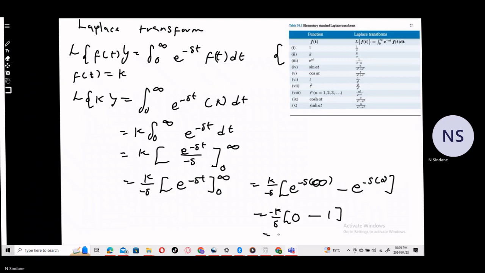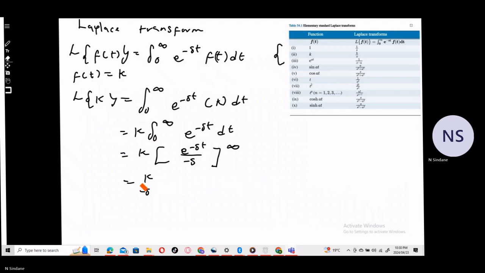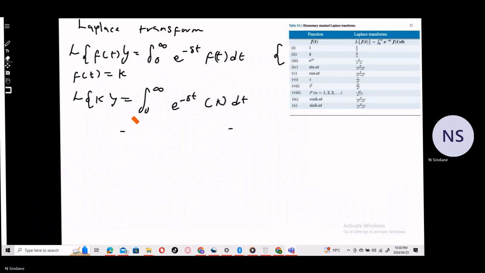Negative k over s into, this will give me what? 0 minus 1. Then my solution will be k over s, which is the second one on the table. Let me just write my k clear. This is k. Then the last one for the day, proving that the Laplace transform of e to the power at is equal to 1 over s minus a.